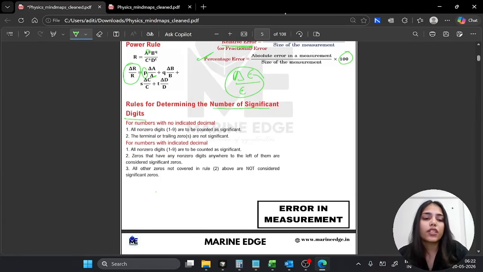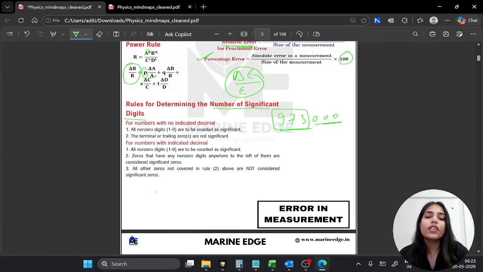Now, for example, for numbers with no indicated decimal, if we have 973000, this number has no decimal point. So all non-zero digits are to be counted as significant. These three will be counted as significant. The terminal or trailing zeros are non-significant. These three will not be significant.